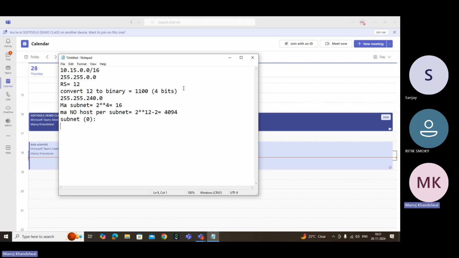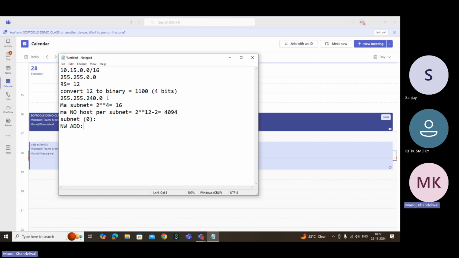Subnet 0. Now, when we are talking about subnet 0, we want to get the network address. I wrote it in shortcut, so don't get mixed up. So the network address. It is simple.